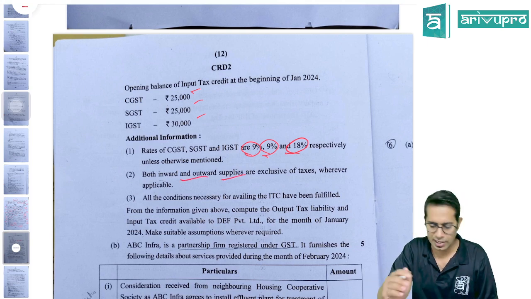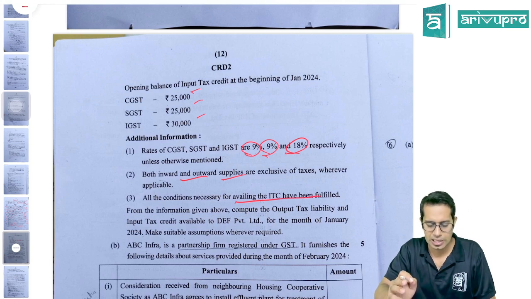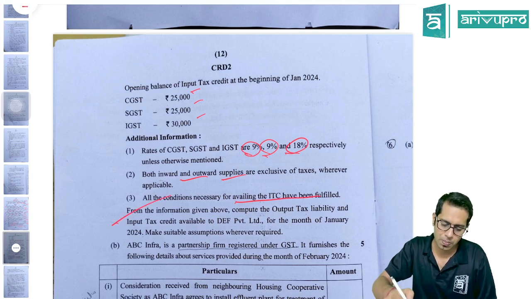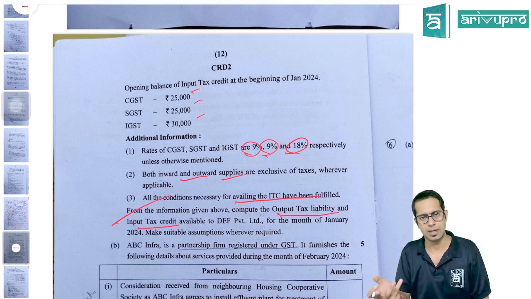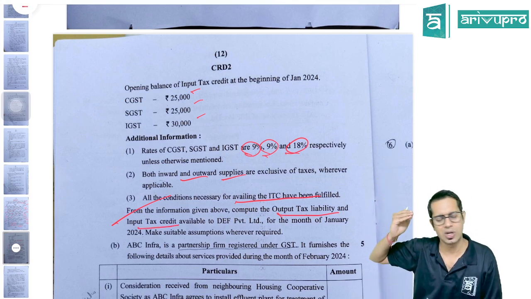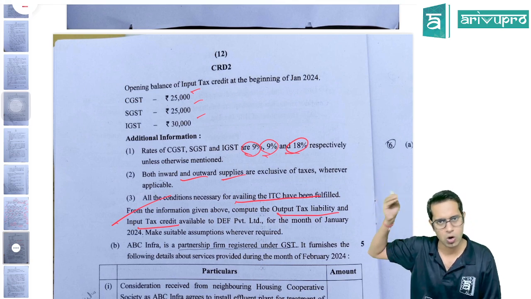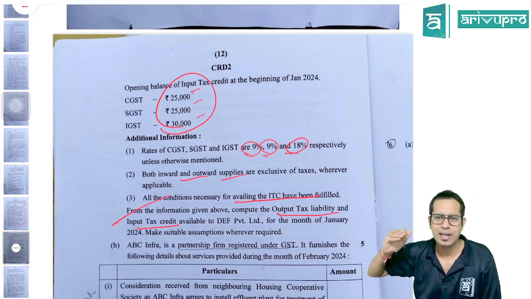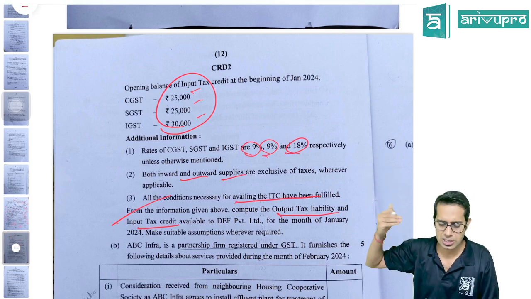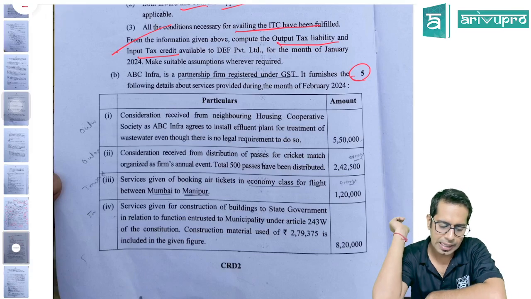Whatever amount they have given is exclusive of taxes, and assume that all the conditions for taking input tax credit are fulfilled. Please tell me what is the output tax liability and how much is the input tax credit which can be taken. I have told you what is taxable, what is not taxable. Apply the rate of 9% and 18% and tell what is the total output tax. Then similarly to the opening input tax credit, add the ITC on the purchases and tell what is the total input tax.